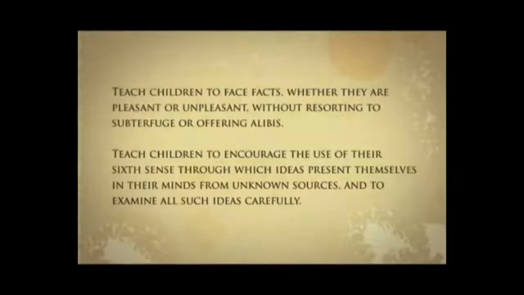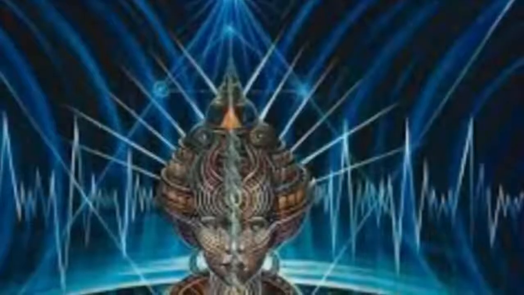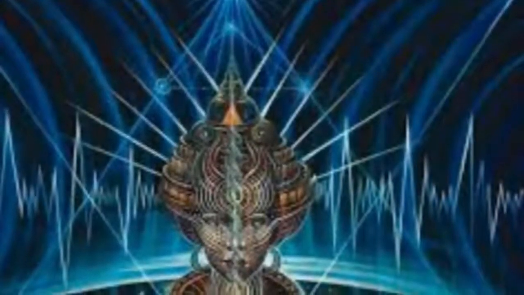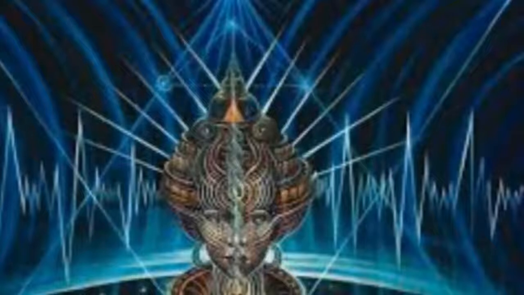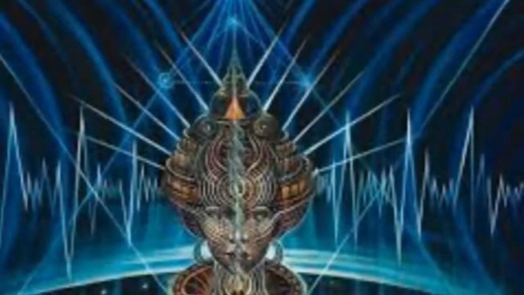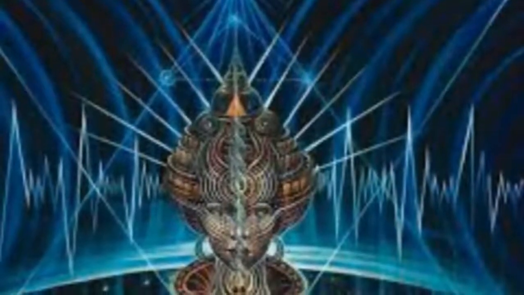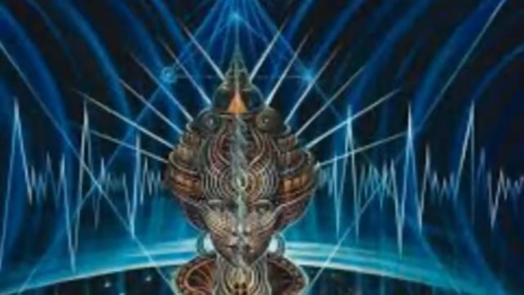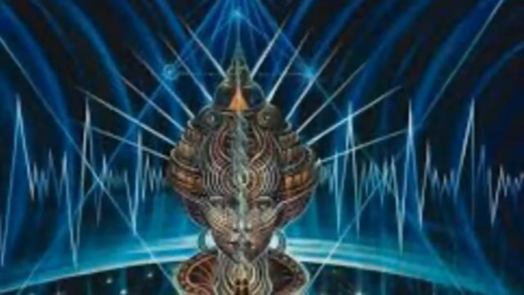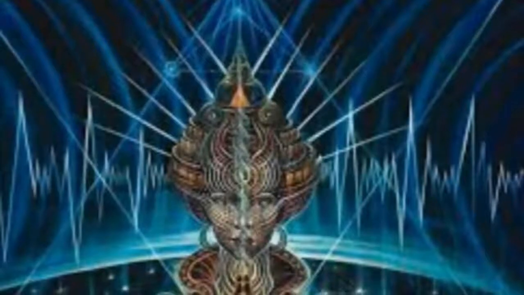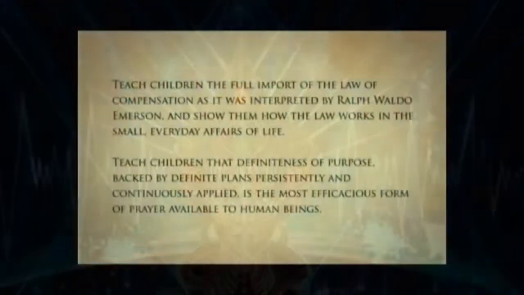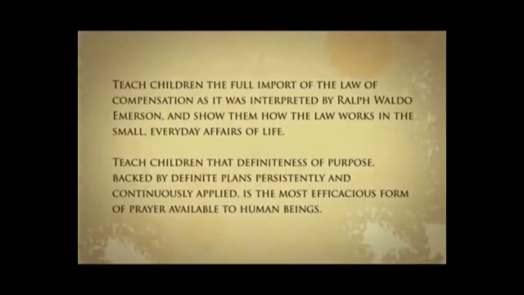Teach children to encourage the use of their sixth sense, through which ideas present themselves in their minds from unknown sources, and to examine all such ideas carefully. Having knowledge of good and evil, and knowing that their minds create whatever it is that they think about, considering what they wish to experience, they will make wise choices about which thoughts they hold on to and which thoughts they choose to release. Teach children the full import of the law of compensation.